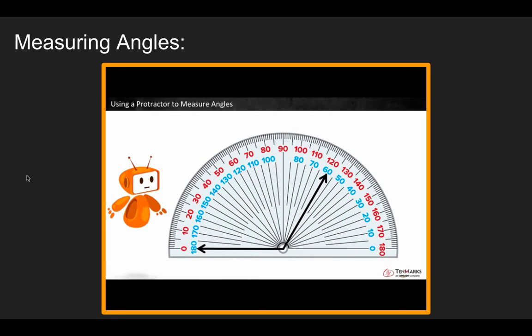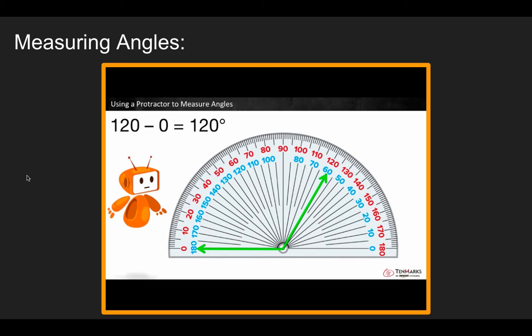One arm of the angle points at the 0 on the left, so we can look at the red numbers starting at 0. The other arm of the angle points at 120. To find how many degrees are between the arms, let's find the difference. 120 minus 0 is equal to 120. This angle is 120 degrees.